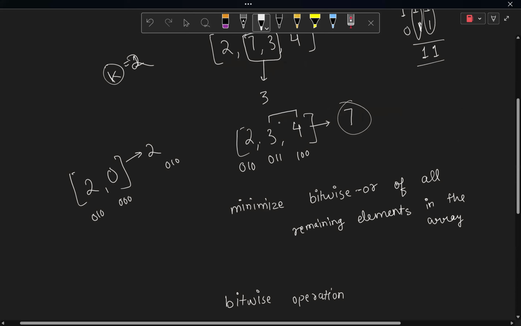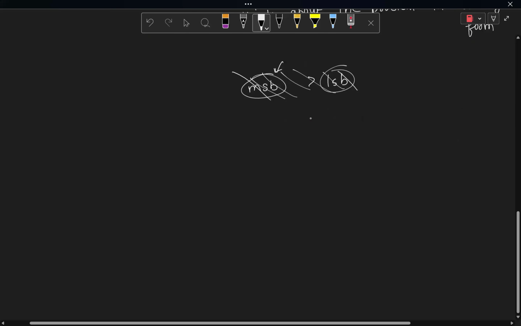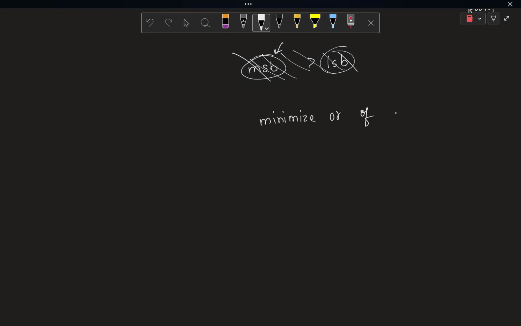Since I want to minimize the bitwise OR of the array, let's say the array is something like 7, 0, 8, and k is equal to 1. You can make only one operation. So should you choose this pair for the one operation, or this pair? This is the question I'm having for now. Should I do this or this?